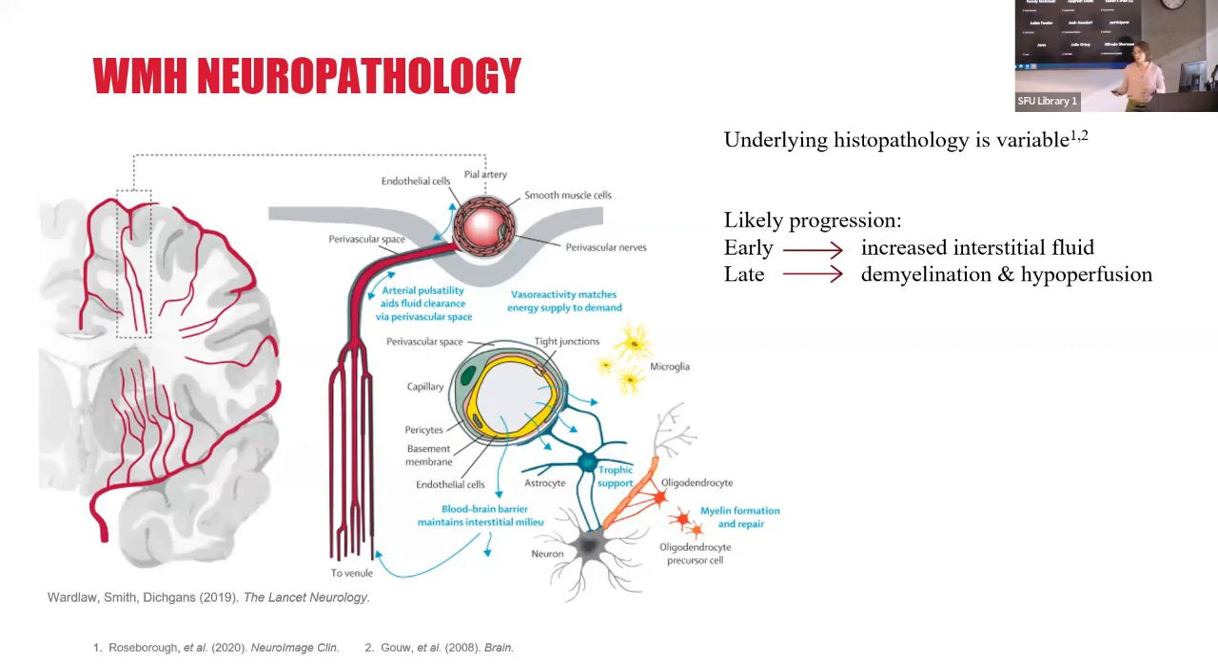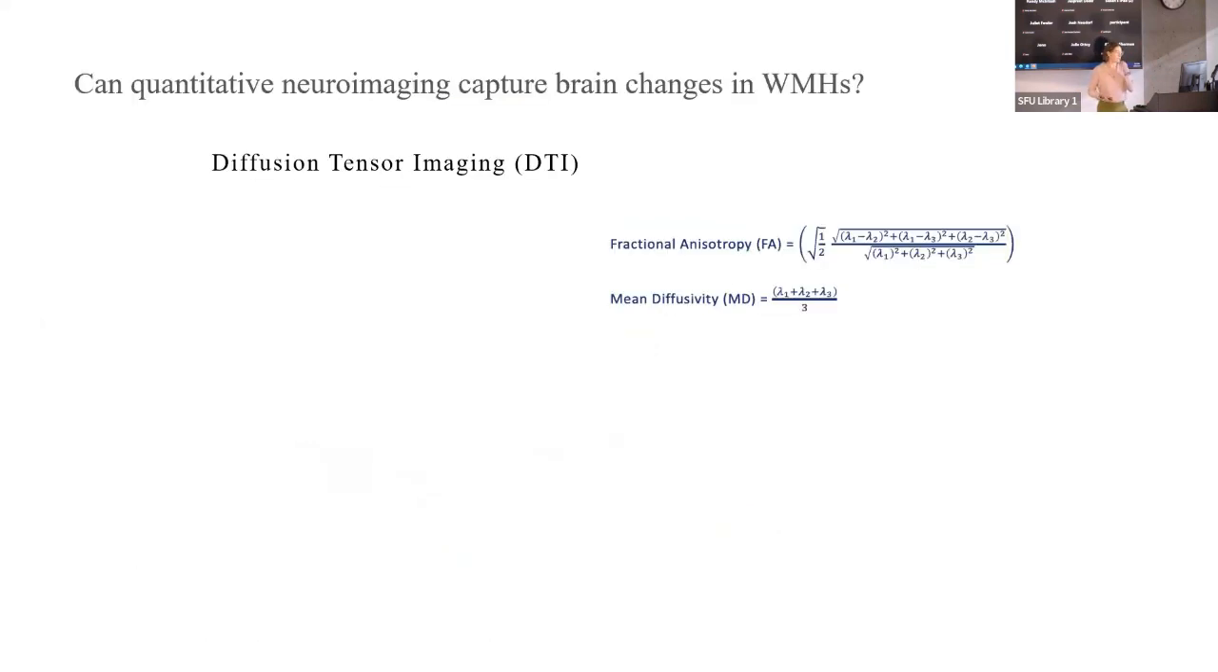The order of events isn't totally clear yet, and I'll also mention that there's a lot of focus on arteries in this research, but work from one of my mentors, Sandra Black, also implicates venous vessels as being important in white matter hyperintensity pathology. Essentially, you have this idea that there's an evolving pathology that's occurring. And so the question is, can quantitative neuroimaging capture these brain changes in white matter hyperintensity?